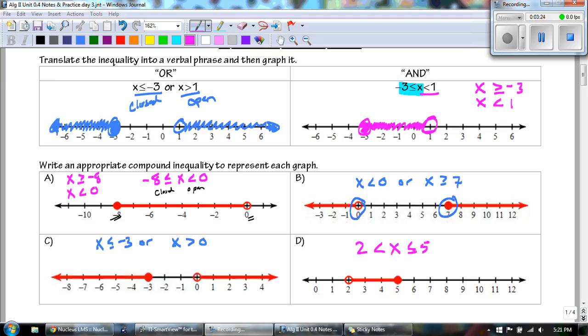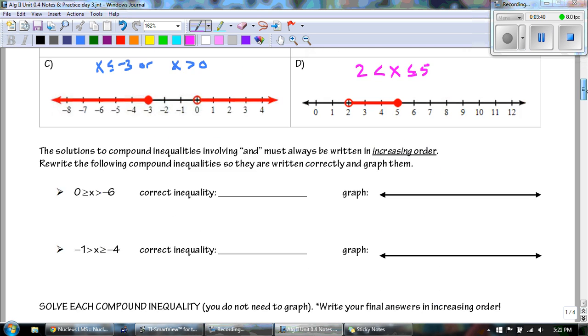Okay, for C, we have x is less than or equal to -3 or x is greater than 0. And for D, we have 2 is less than x and x is less than or equal to 5. All right, let's move on.